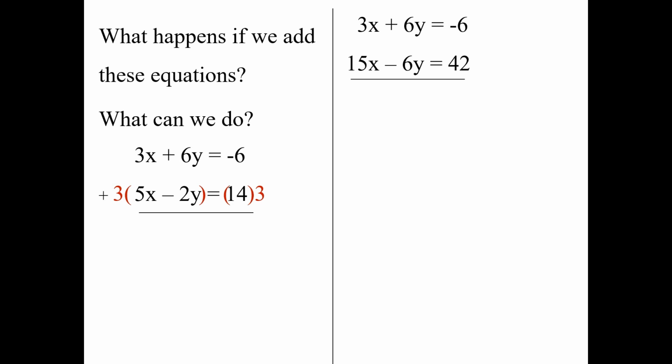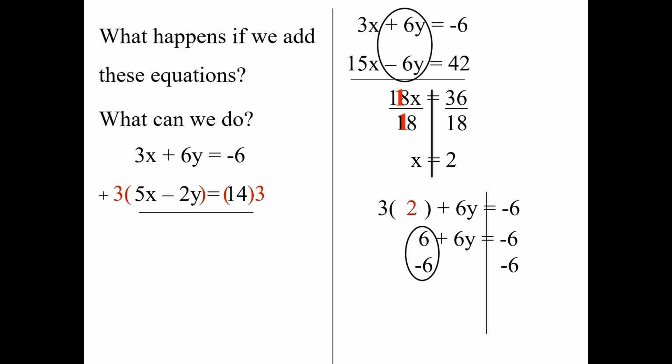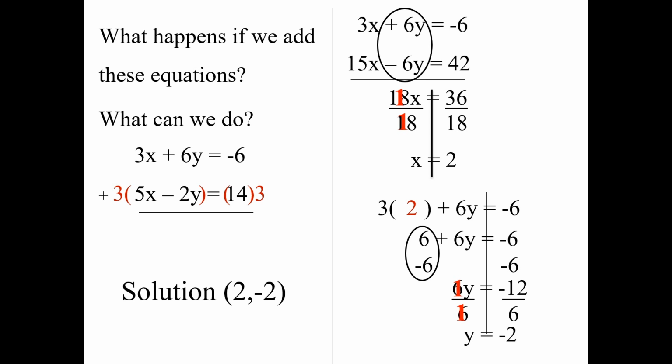So 6y minus 6y is going to go away. We got 15x plus 3x is 18x. We got 42 minus 6 is 36. I'm going to divide by the 18, and I'm going to get x is 2. If x is 2, I go back in, and I'm going to solve for y there. So 2 times 3 is 6. I subtract the 6 off of both sides to isolate the variable, and then I divide by the 6 on the y to get negative 2, and my solution is 2, negative 2.